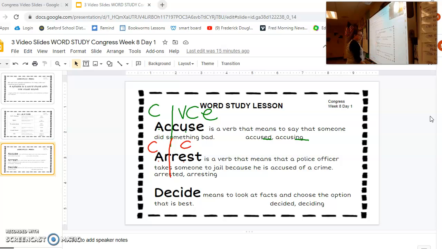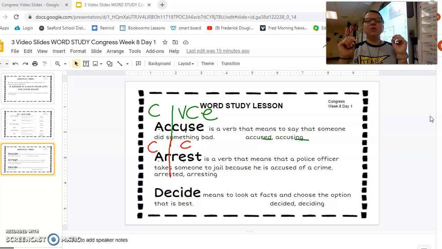So arrest is a verb that means, when there is a police officer, the police officer can arrest somebody. So if somebody does something wrong, they get accused of a crime, they committed a crime, they're being taken to jail. This is what arrest means, arrest. And the last word is decide. What word? Decide. Very good.